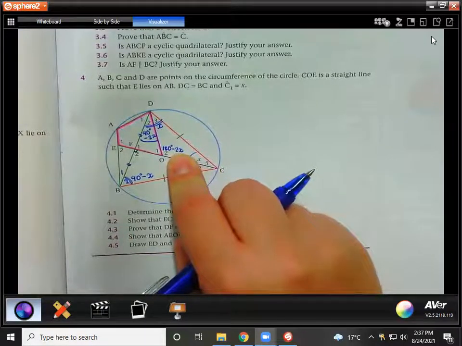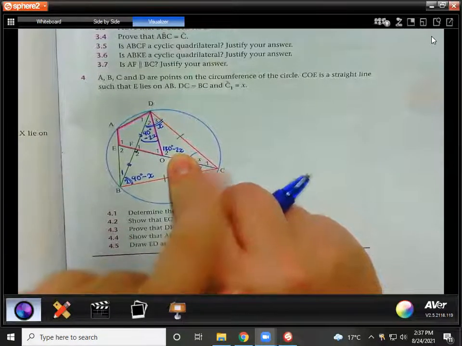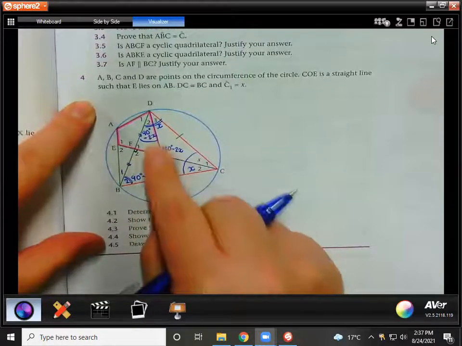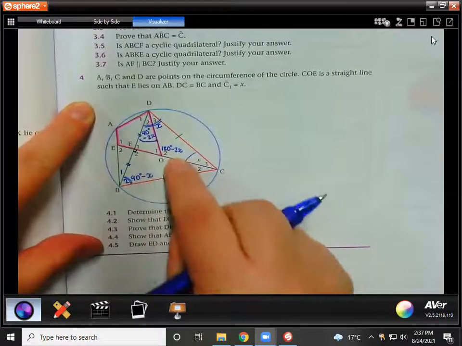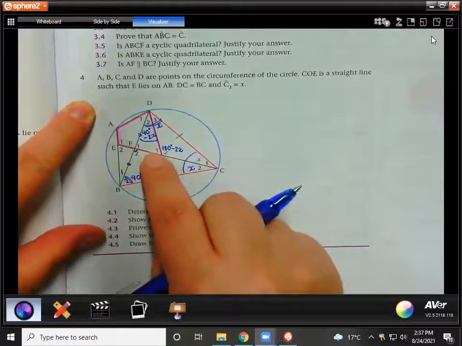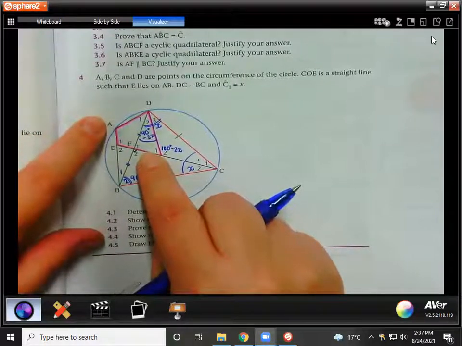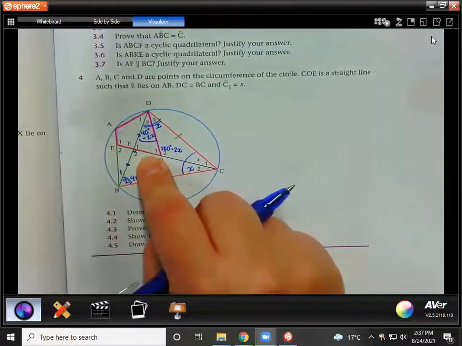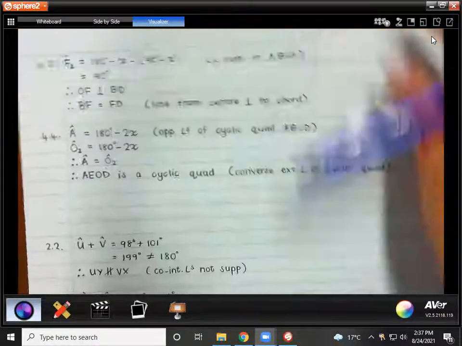If you didn't recognize the exterior angle, you could have found that O1 is 2x because of angles on a straight line. If that's 180 minus 2x, that one would have to be 2x. And then if that is 180 minus 2x, then they would add up to 180 degrees because of converse opposite angles. Okay, but it would be more steps. So there, that's what I did.